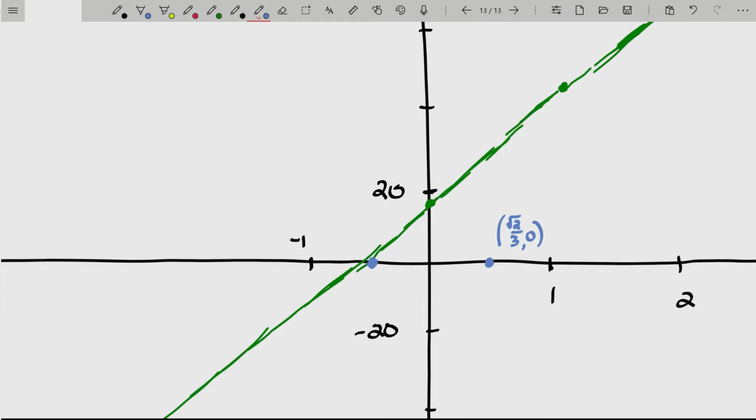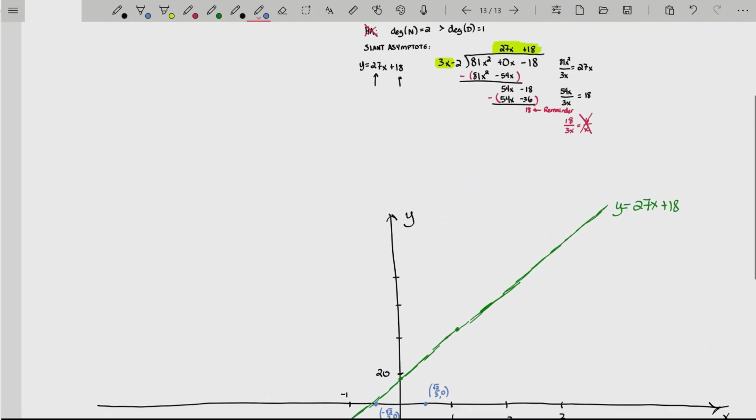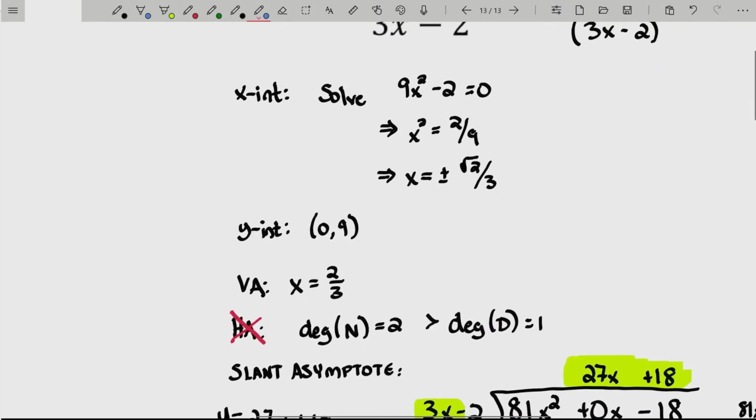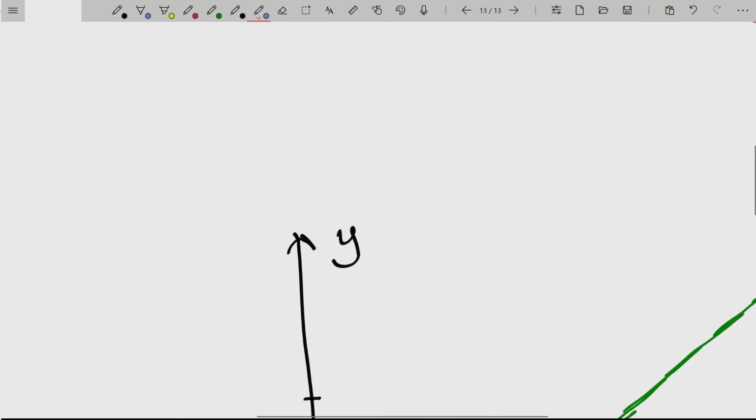And I'll just write negative root 2 over 3, comma 0. My y-intercept is at 0, comma 9. Also, by the way, I should note, the multiplicities of those x-intercepts, they're just 1. So I'm not going to bother worrying about labeling those. Those are x-intercepts with multiplicities 1. And now my y-intercept is 0, comma 9.